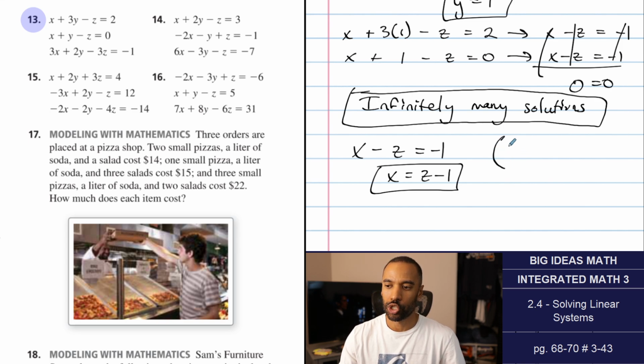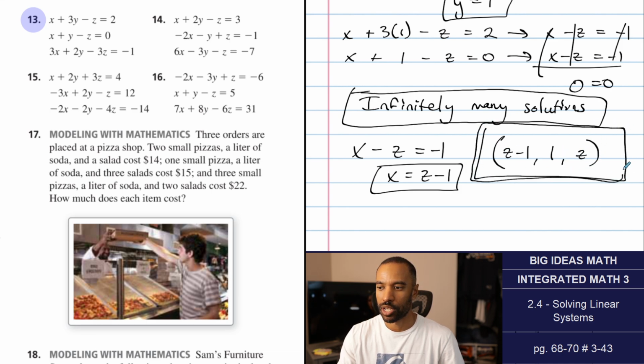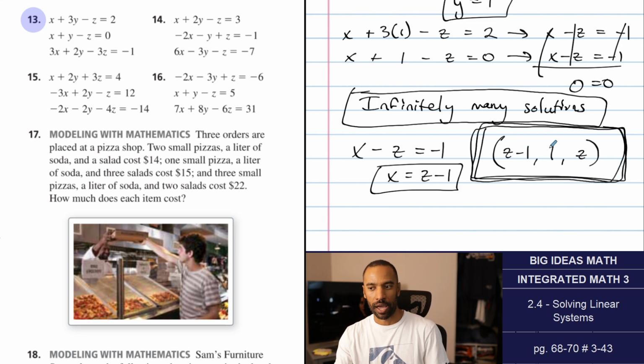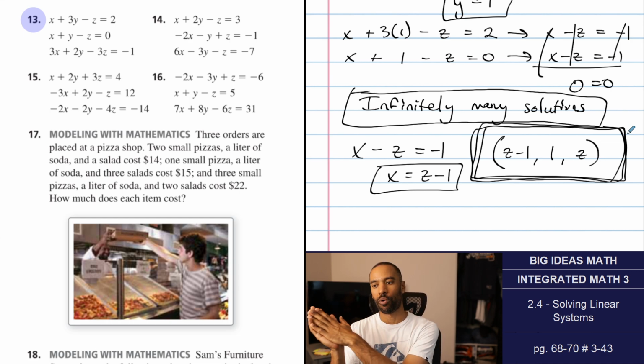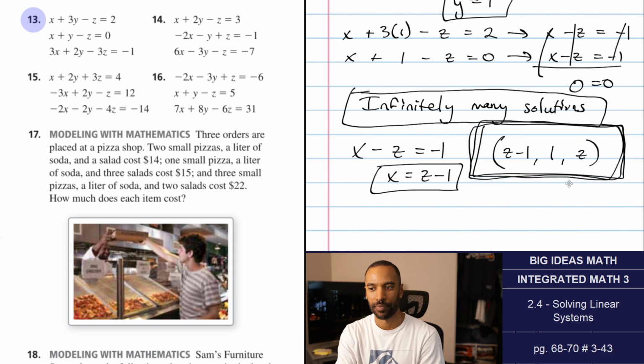So there is a triple. See, infinitely many solutions doesn't mean all real numbers. There's a specific set for which they'll be. So x will be z minus 1. y will always be 1, and z will always be z. That being said, what are some solutions on this thing? If z was 2, this would be 1, 1, 2. If z was 5, it would be 4, 1, 5. If z was 20, it would be 19, 1, and 20. That's the point. Those are the ordered triples that fit on this thing, and you want them as far as like how you write it.